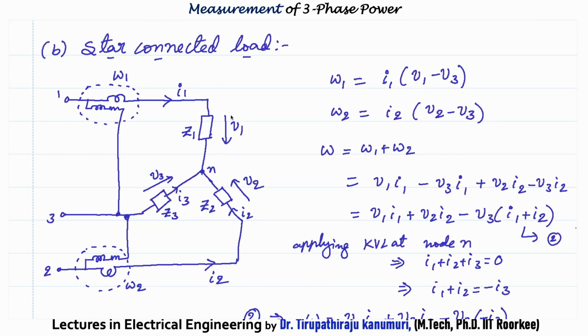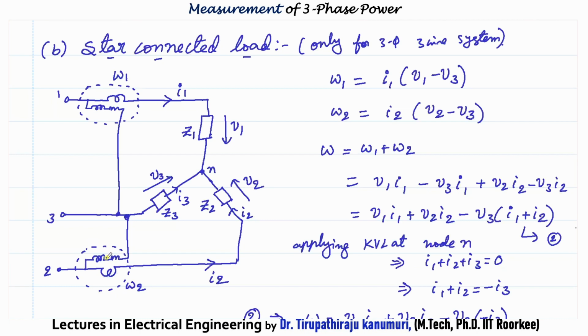So now let us see the case of star connected load, where the 2 wattmeter method is used. This is used only in the case of 3-phase 3-wire system. You have to remember that. We cannot use it for a 3-phase 4-wire system. Please remember this. So now here again I have connected the wattmeter in phase A and another phase.